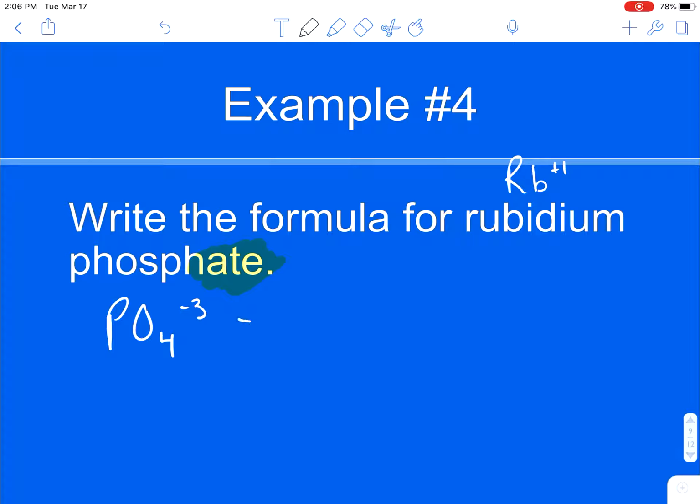Now, you guys might see it written as PO4 3-. That means the same thing. So those are equal terms right there. It's the idea that there's 3 negative charges. Most people just like seeing the -3 charge better, so it doesn't really matter in either way. So here we have 1 rubidium at a +1 and a phosphate group at a -3.